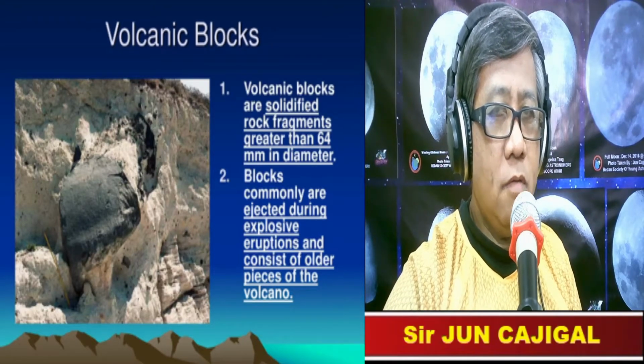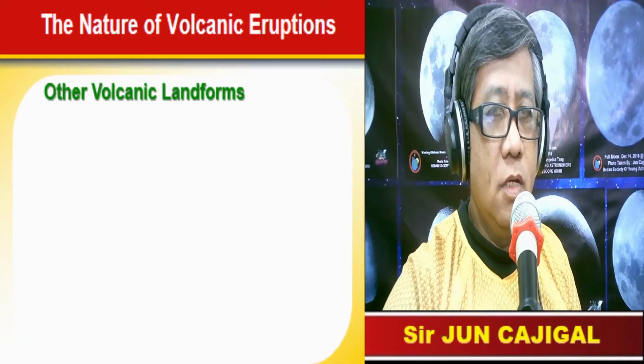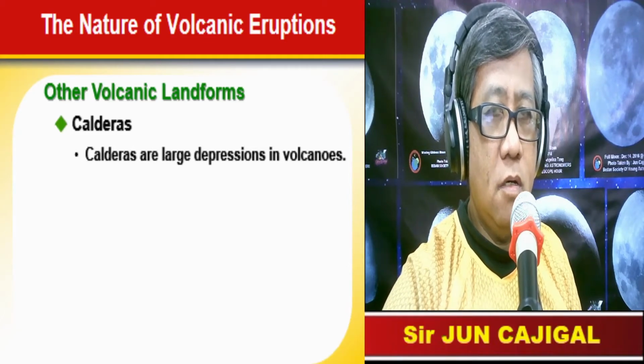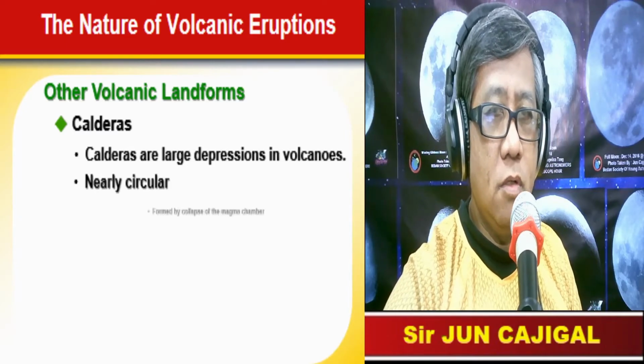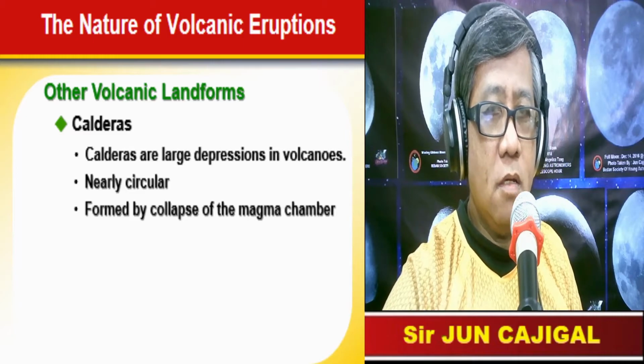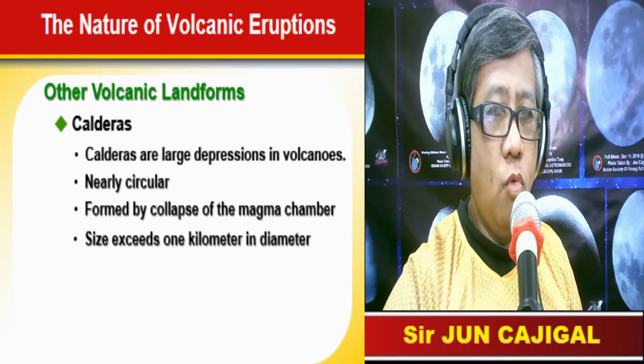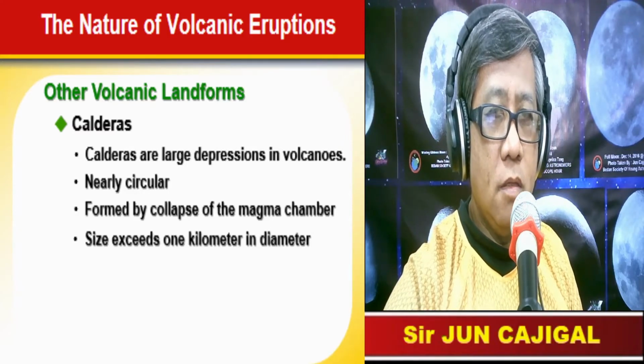Now, let's talk about volcanic landforms. A common volcanic landform is the caldera. Calderas are large depressions in volcanoes, and in terms of their appearance, they are nearly circular. These calderas are formed by the collapse of the magma chamber, which I will explain later. In terms of size, calderas exceed at least 1 kilometer in diameter.